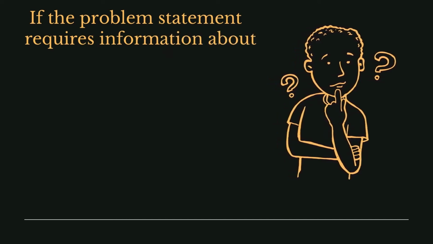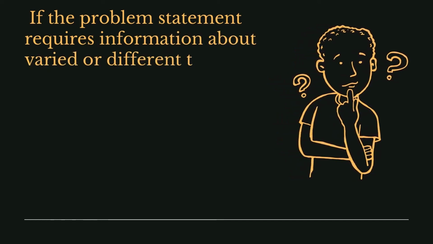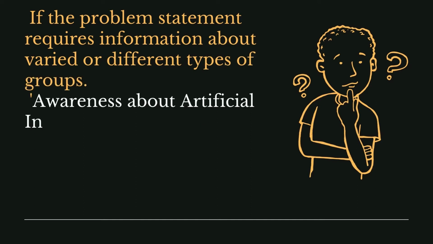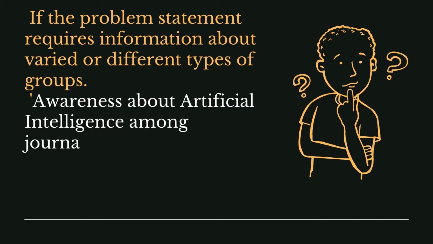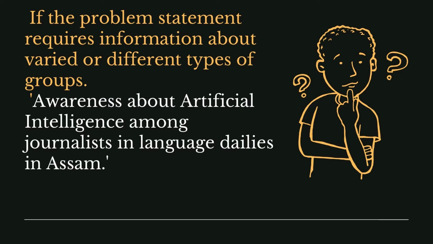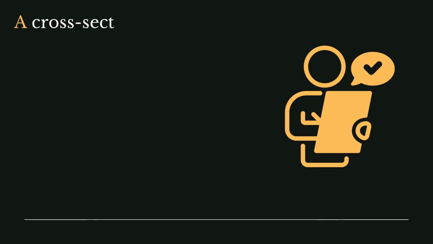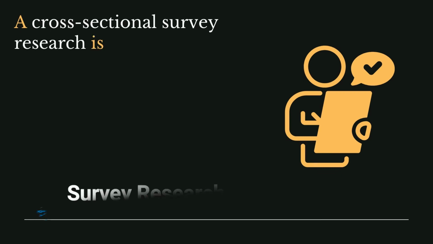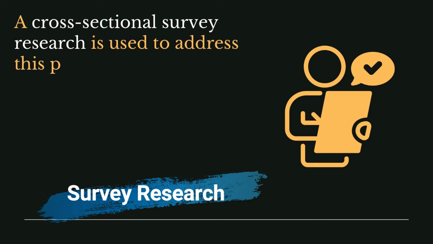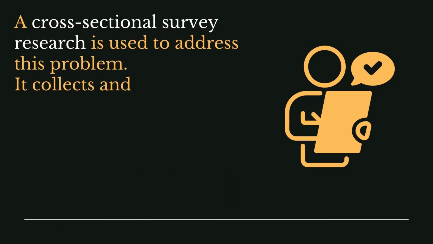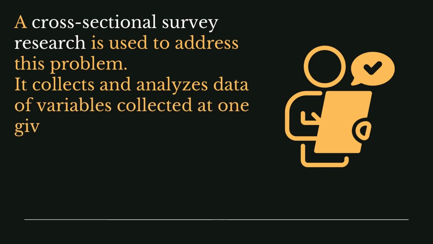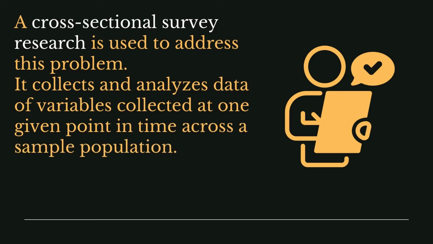If the problem statement requires information about varied or different types of groups, for example, the statement could be, what is the level of awareness about artificial intelligence among journalists in language dailies in Assam? To address this research problem, we use the cross-sectional survey research method, which is often just known as survey research. It collects and analyzes data of variables collected at one particular time across a sample population. A sample population of journalists in Assam in our case.